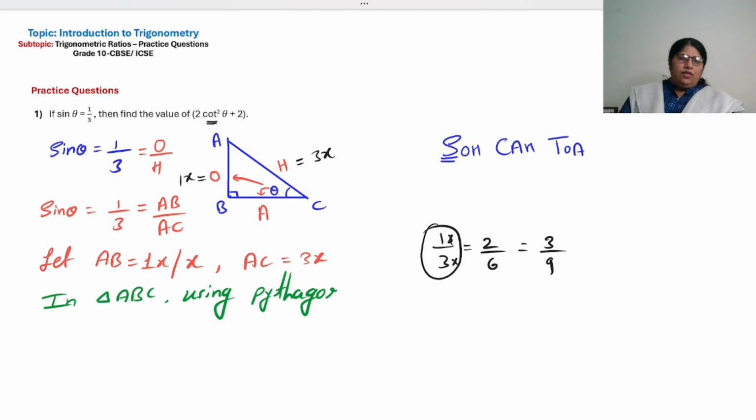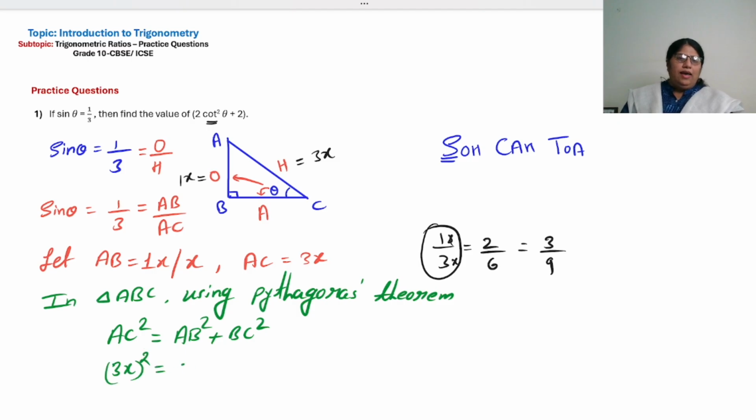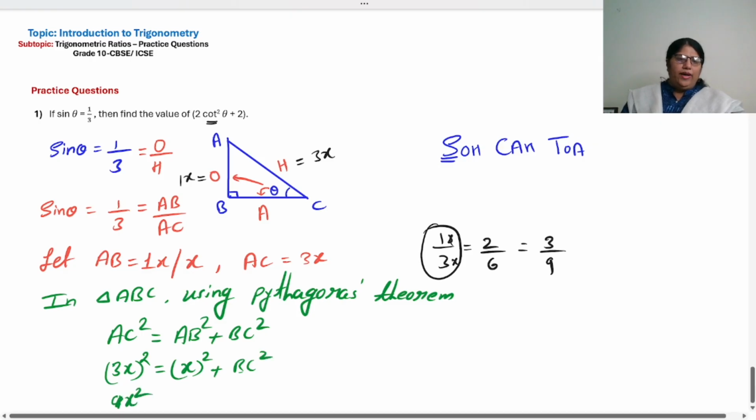If it is a subjective question, then you have to write down all the steps. If it is an MCQ, which sometimes comes as a multiple choice question, then you don't need to show all the steps. So here, using the Pythagoras theorem, hypotenuse square is equal to the sum of squares of the other two sides. We substitute 3x whole square, AB is x whole square, plus BC, which we have to calculate. So it becomes 9x square.